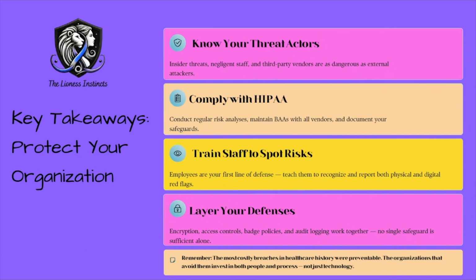Employees are your first line of defense, and oftentimes data leakages do happen because of human error, whether intentional or not. So teach employees to recognize and report both physical and digital red flags. And layer your defenses. Encryption, access control, badge policies, audit logging, they all work together. And in cybersecurity, we call this defense in depth. No single safeguard is sufficient alone. And lastly, remember, the most costly breaches in healthcare history were preventable. The organizations that avoid them invest in both people and process, not just technology.